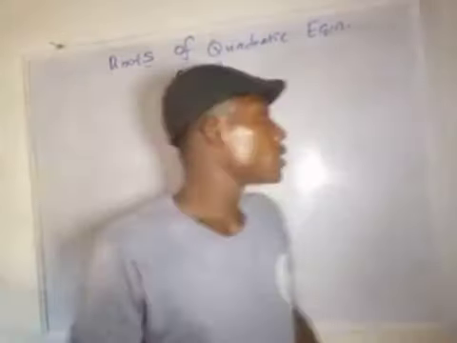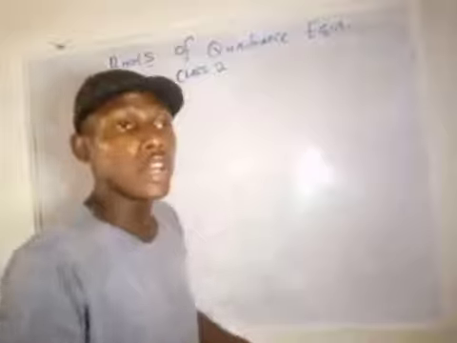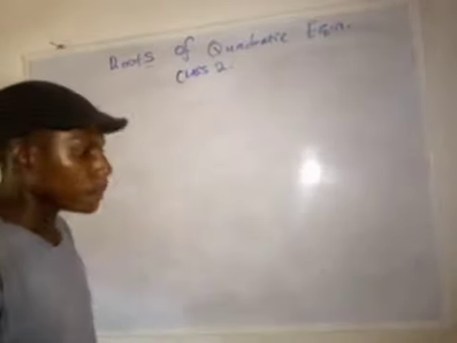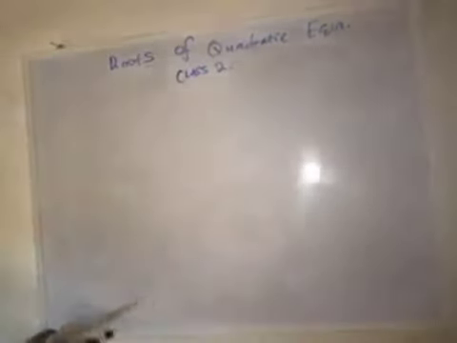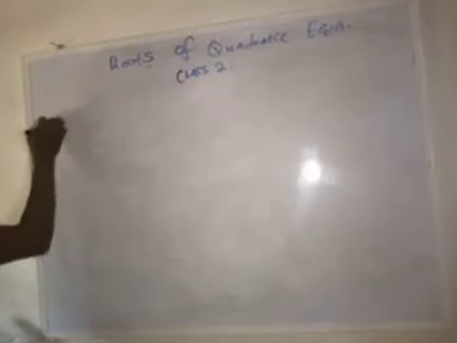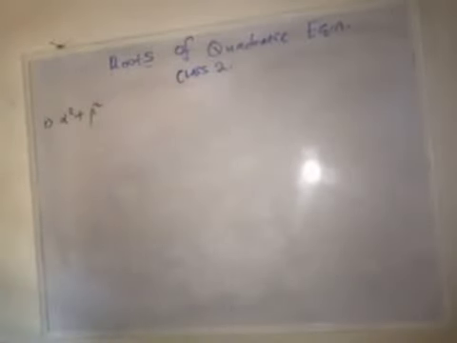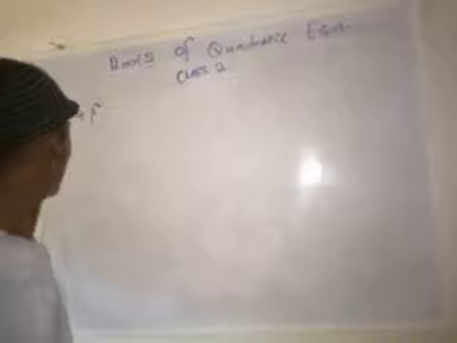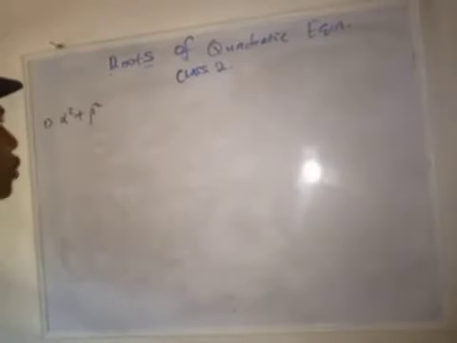In this class, we are going to be talking about derivation of the various roots of quadratic equation. Now, let's look into the first one. Let's say we are given alpha squared plus beta squared, and we are asked to find the expression of alpha squared plus beta squared.